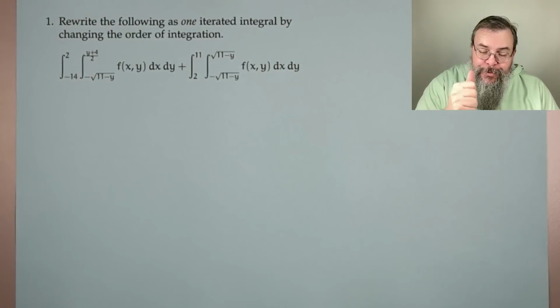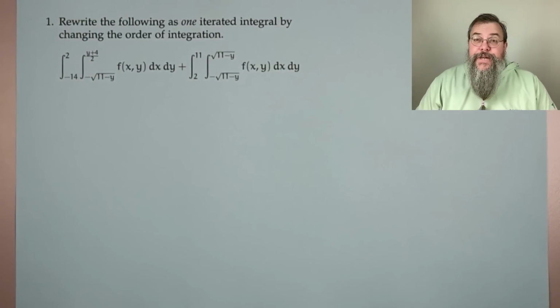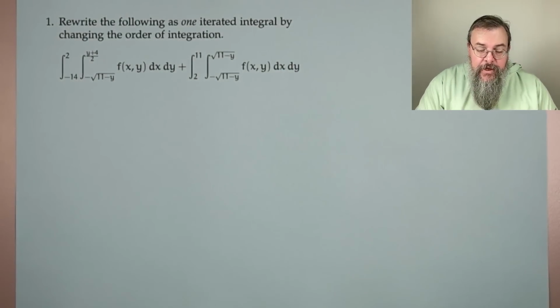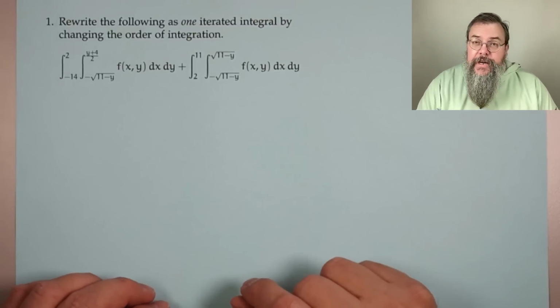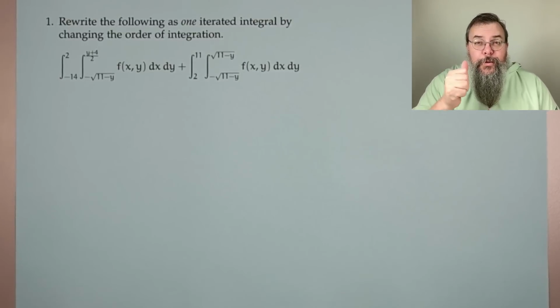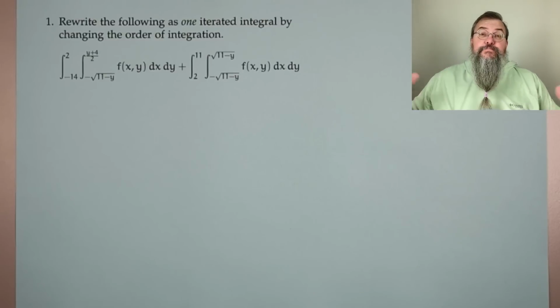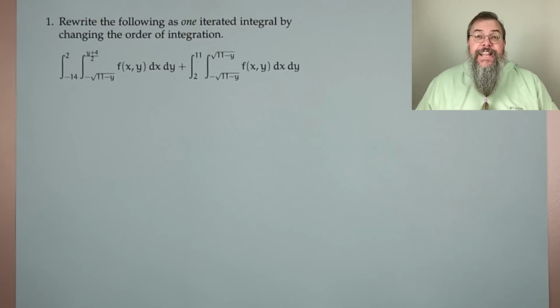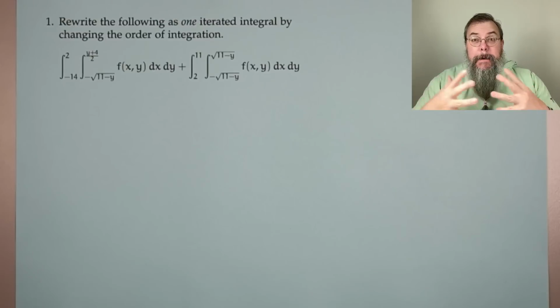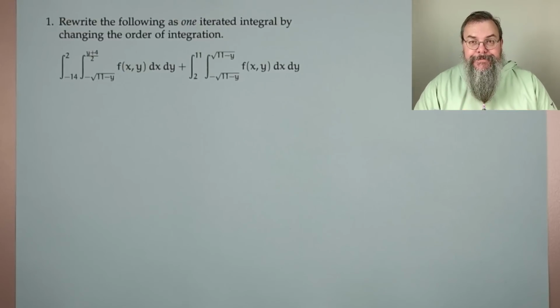All right, let's begin. Rewrite the following as one iterated integral by changing the order of integration. So we have two integrals here, and what do we want? Well, we want one integral to rule them all, one integral to find them, one integral to bring them all, and in the light of multivariable calculus, bind them.